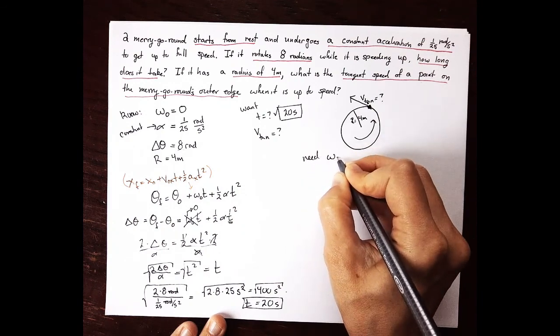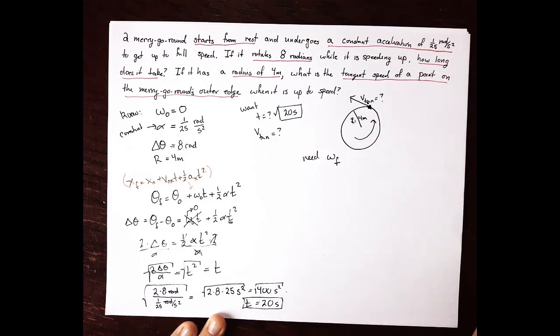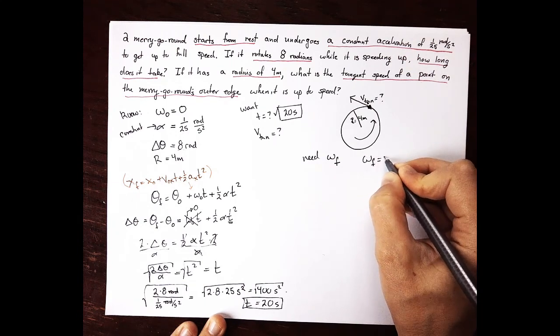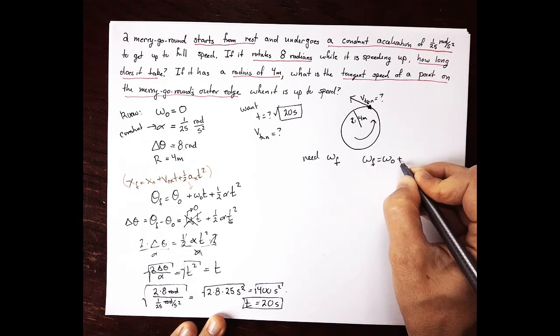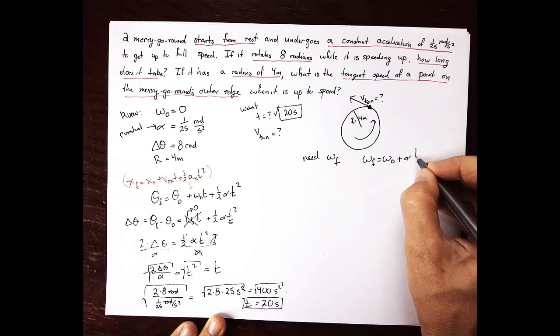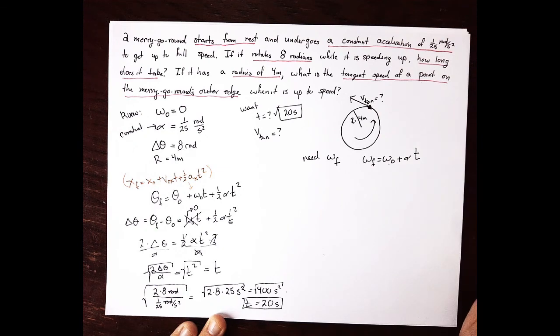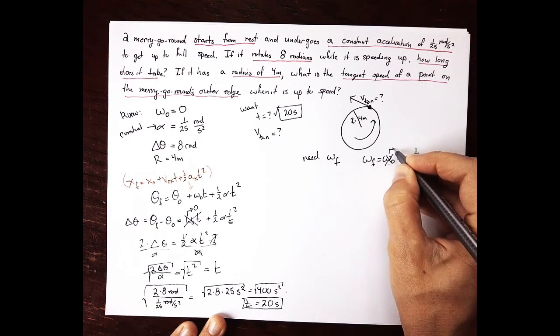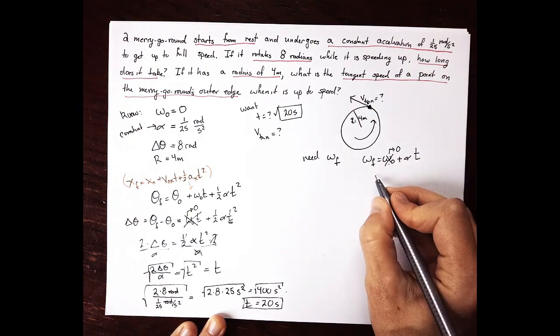We'll need omega final. And I would say let's go ahead and just use this equation. It's another constant angular acceleration equation. It's just the final speed equals the initial speed plus the acceleration times time. You know all of the variables on this side. That guy is equal to 0.